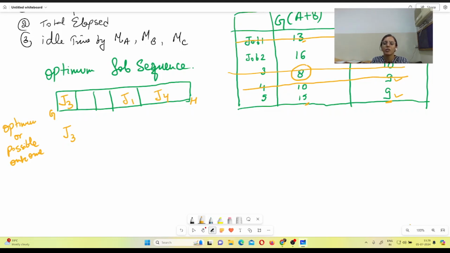Now the 9 is over. Now the least one after the 9, but obviously it is 50 and it is showing 9. This one 9 is also there. So we write it over here as J5. This one is also done. All the 9s are done. Now only J2 is pending. So we write it over J2.